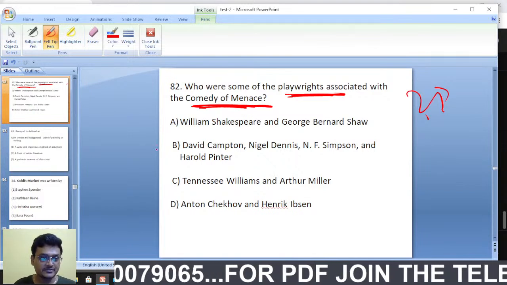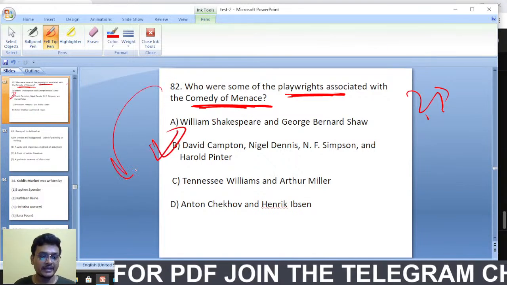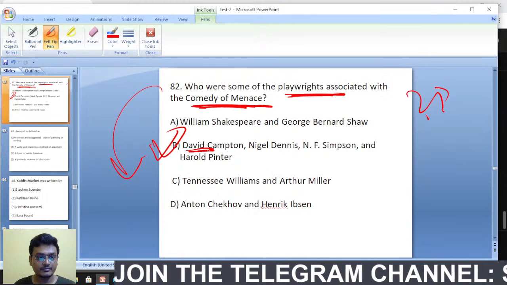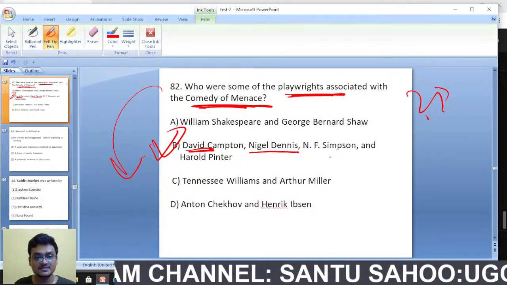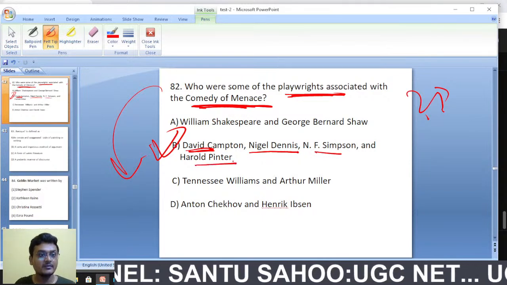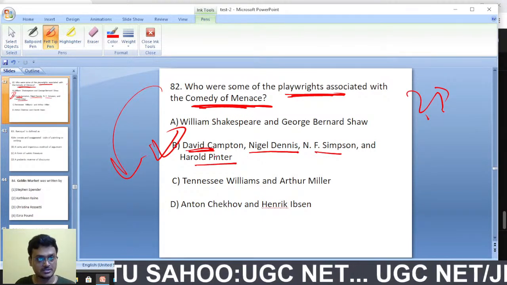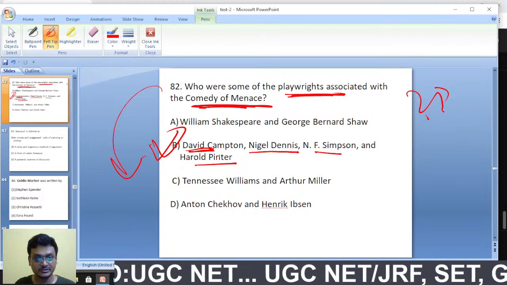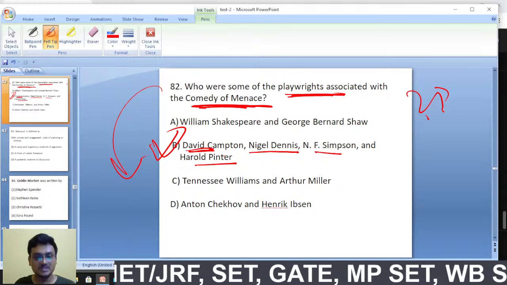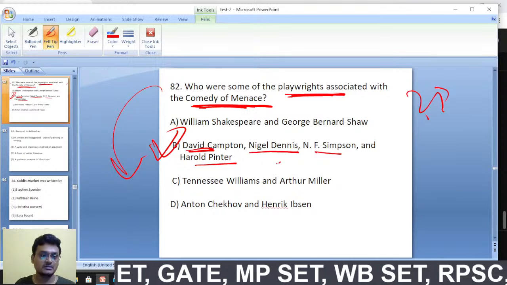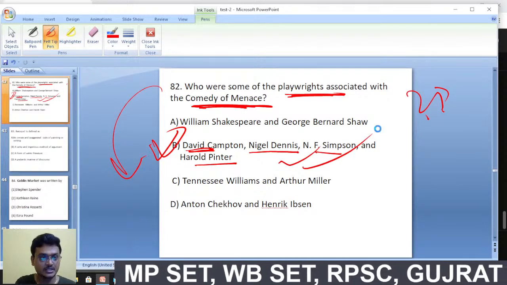Excellent. David Campbell. Remember, comedy of menace. David Campbell, Neil Dennis, N.F. Simpson, and Harold Pinter. They are all comedy of menace writers. Okay? The playwrights associated with comedy of menace: David Campbell, Neil Dennis, N.F. Simpson, and Harold Pinter. These are the writers.